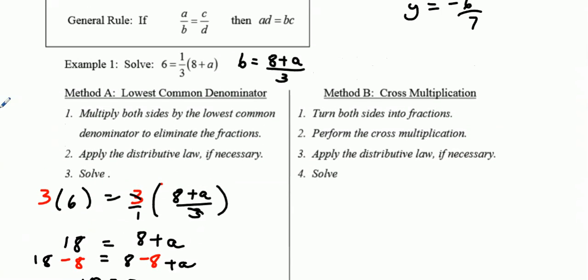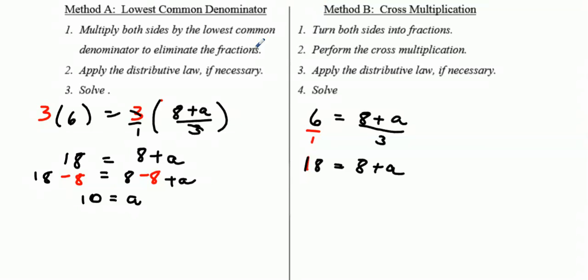Another method that I could have used, and I already turned both sides into fractions. Well, I didn't turn the 6 into a fraction, so I will. So I've got 6 equals 8 plus a over 3. So I've already got one fraction here because that big old line covers both of the letters and numbers here. And I'm just going to make my left side a fraction. And then I'm going to cross multiply because I have one fraction here, and an equal sign in between. So 6 times 3 is 18. And then if I go to the other side, 8 plus a times 1 is just 8 plus a. So I end up with that.